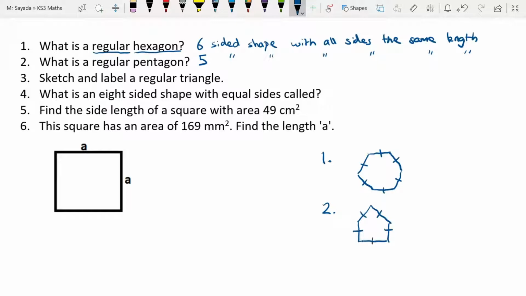There's five of them. A regular triangle is going to be a three-sided shape where all sides are the same length. So that's going to look something like this. An eight-sided shape with equal sides would therefore be called a regular octagon.